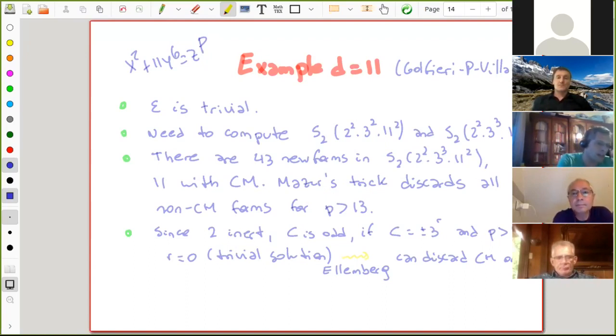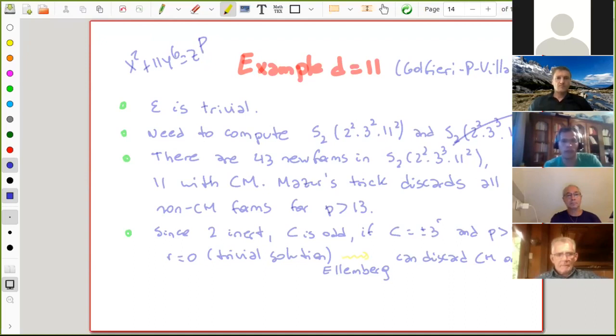So these numbers are large. I mean, the last one is like 13,000 or something like this. So it takes some time on the computer to compute these spaces. But that's okay. You start with the second one. You just compute the newforms. There are 43 newforms, 11 have complex multiplication. So if you're lucky enough, you're going to get rid of them with the LMFDB result. And you can use Mazur's trick and discard all other forms for primes larger than 13. So you just got rid of this second space, you know? So you prove that there cannot be any solution related to any form in this space.